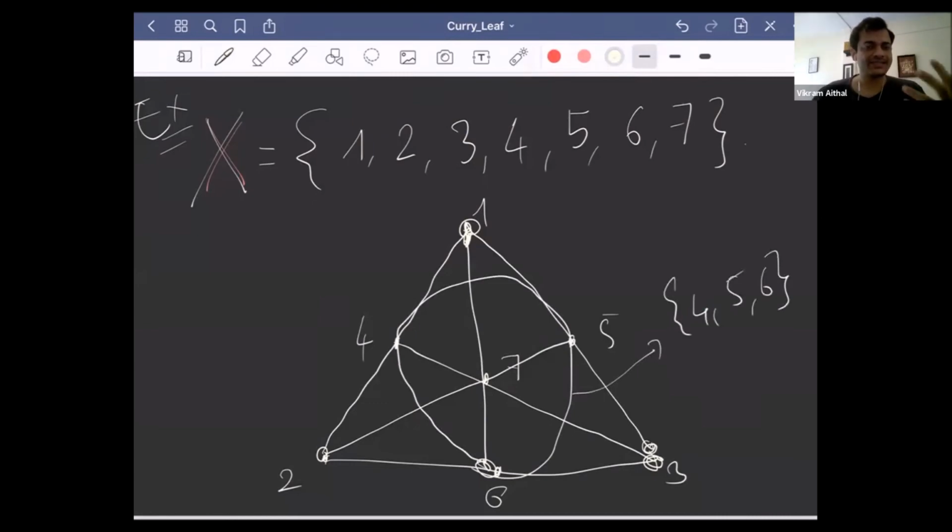So now, as an exercise, what I want you to do is just think about this set. Does it satisfy A1? Does it satisfy A1 prime? Does it satisfy A2? What are the properties that it satisfies?